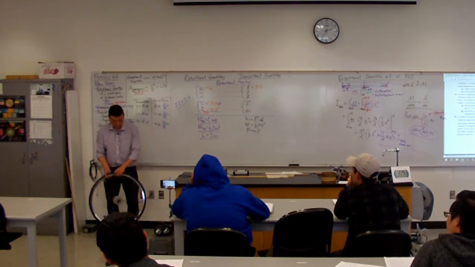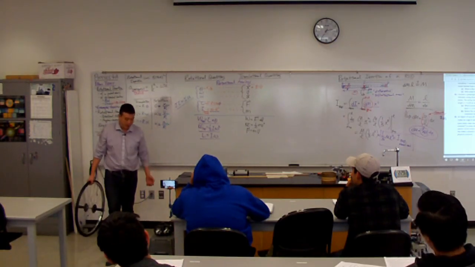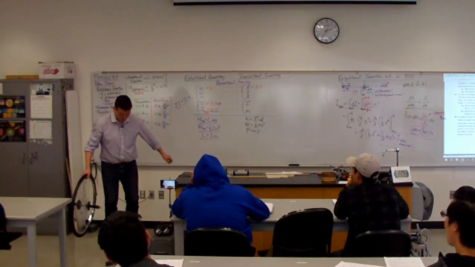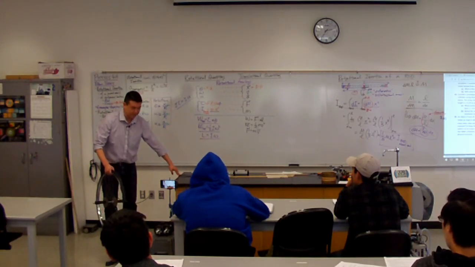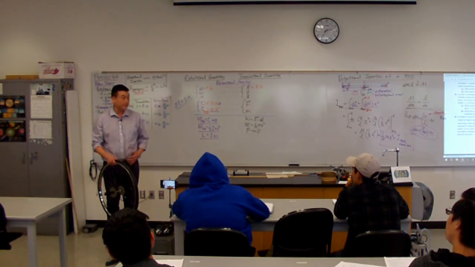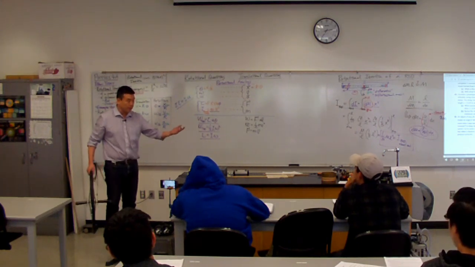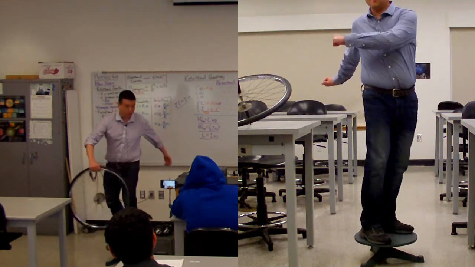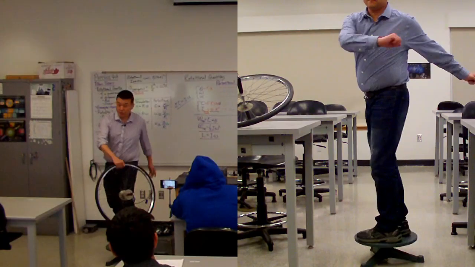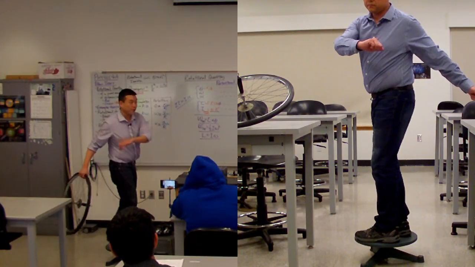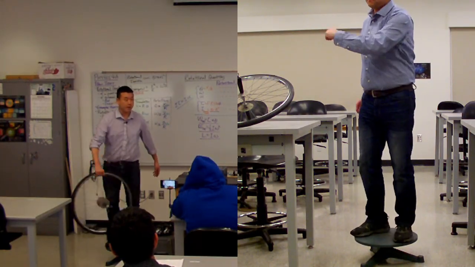And what I'm going to illustrate is how I can make myself rotate without really touching anything outside. So if I just do it this way, I can actually make myself rotate. And this actually is an example of conservation of angular momentum.